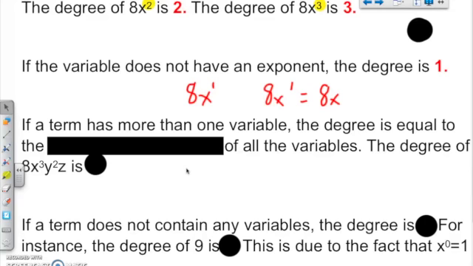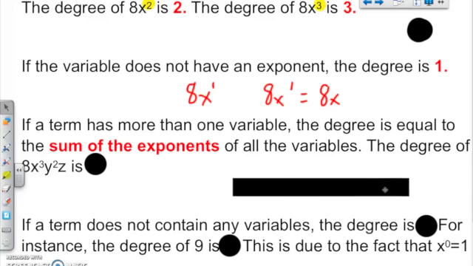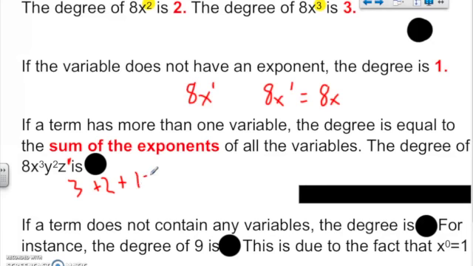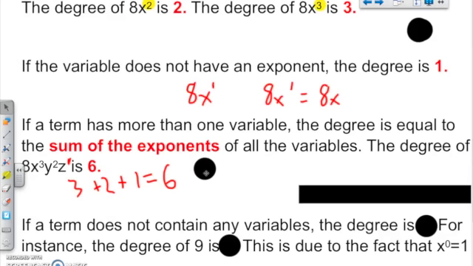Alright, if a term has more than one variable, the degree is equal to the sum of the exponents of all the variables. So for example, if we have the term 8x cubed y squared z, that is 8 times x cubed times y squared times z. We would have to add up the exponents. Now remember, if there's no exponent, we have an exponent of 1, so that z actually has an exponent of 1. We don't want to forget that. But if we do 3 from the x plus the 2 from the y plus the 1 from the z, that should give us a degree of 6. And if we move our little circle that's covering our answer, we find that we were right.